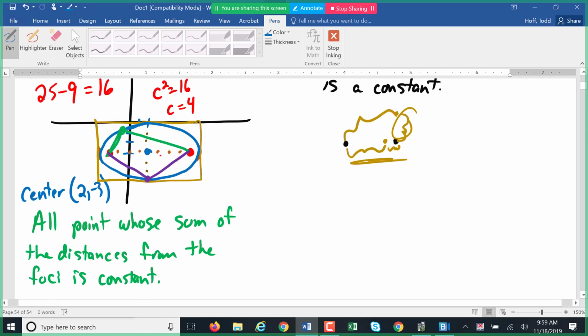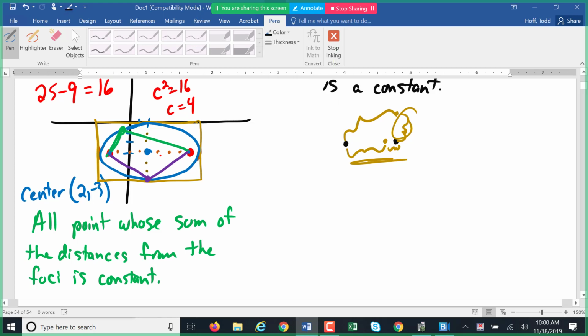It's a little bit harder to imagine the difference being constant than it is the sum being constant. With an ellipse, you can just put 2 pegs at the foci and a string of a constant length and use that to run your pen. Here it's not quite so convenient.